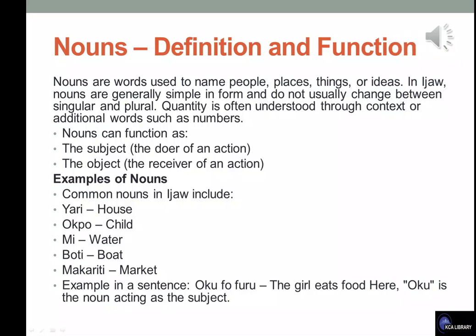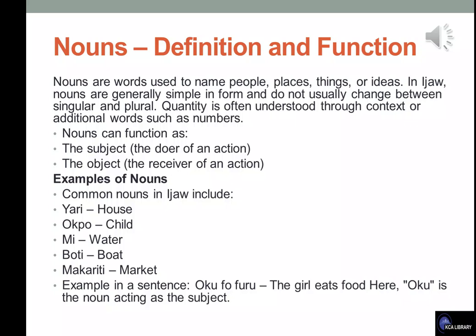Nouns are words used to name people, places, things, or ideas. In Ijaw, nouns are generally simple in structure and do not usually change form to indicate singular or plural. Instead, quantity is often understood through context or expressed using additional words such as numbers or quantifiers. Nouns can function in different roles within a sentence. They may act as the subject, which performs the action, or the object, which receives the action.